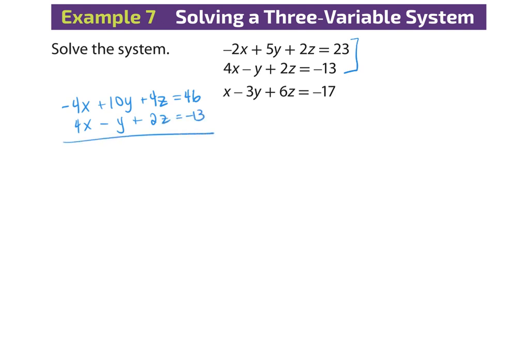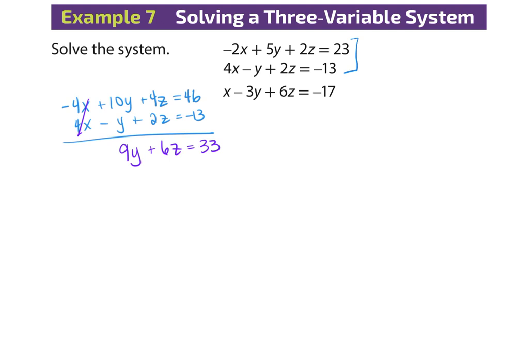All right, and then we're just gonna add down like we did before, okay? So we're going to add these 2. We have negative 4x and positive 4x cancel. Positive 10y, negative 1y gives us 9y. Positive 4 and positive 2 gives us 6z. And 46 and negative 13 gives us 33. All right.